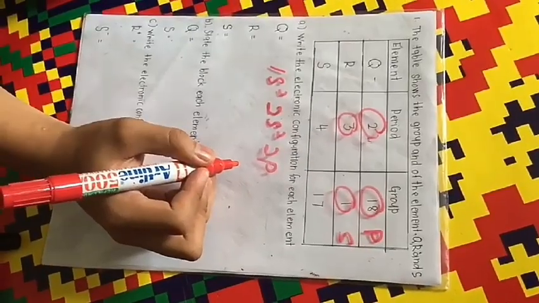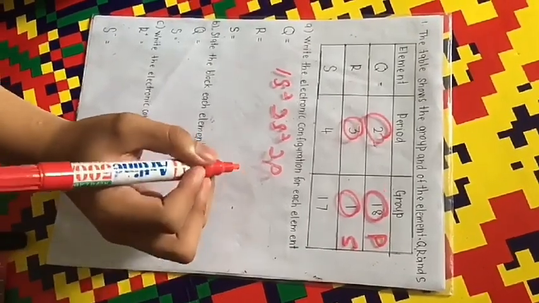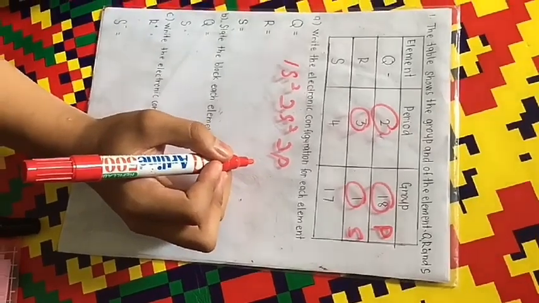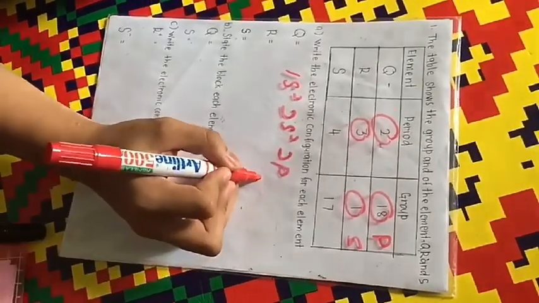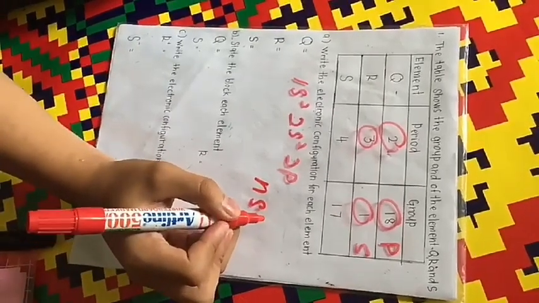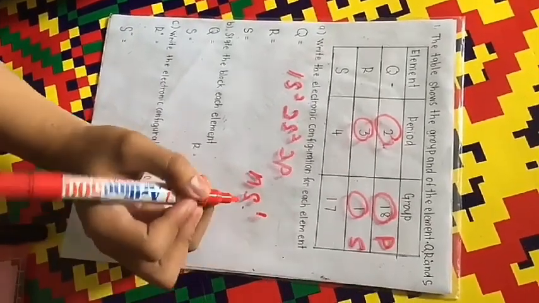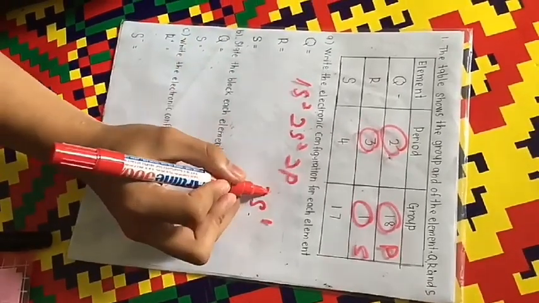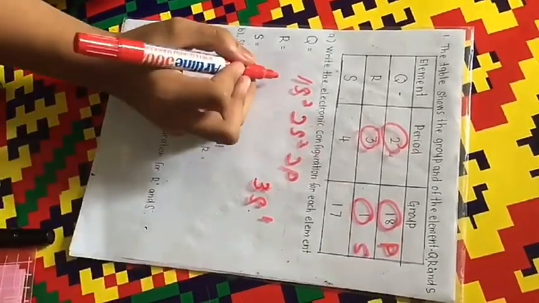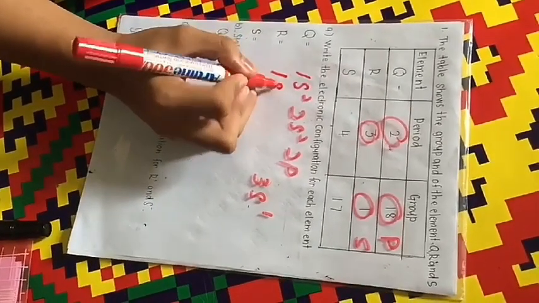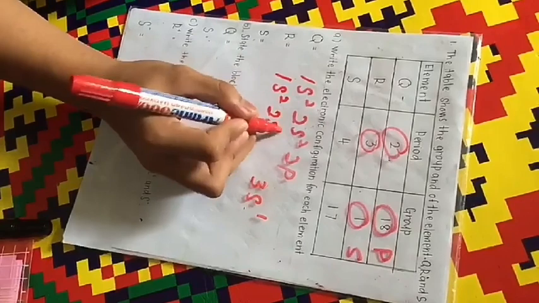For element R, the block is S. The valence electronic configuration is NS, and the group is 1. So write 1, and we substitute N to 3 because the period is 3. So we complete the electronic configuration with 1s2, 2s2, 2p6.